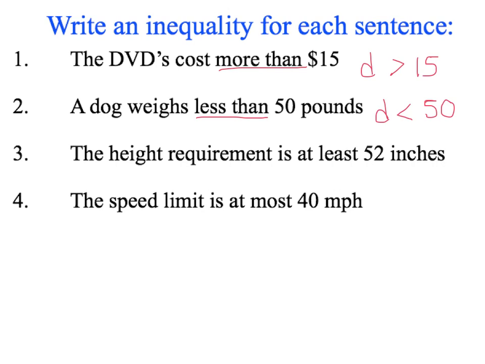The height requirement is at least. At least means it has to be 52 or taller. If you think of roller coasters, you're not allowed to go on them until you're a specific height, but you can also be taller than that height. So we're going to call it the height requirement at least, meaning you have to be greater than or equal to 52. And then the speed limit is at most 40, which means you don't want to go over 40, but you can go under or exactly 40. So S less than or equal to 40.